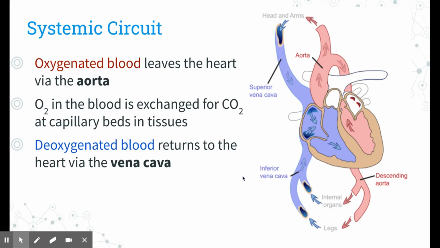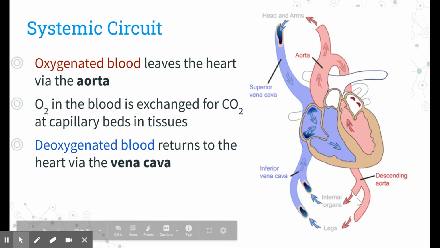The systemic circuit is a circuit that transports blood around to the body. Oxygenated blood, again, leaving from a ventricle, so the left ventricle is carrying oxygenated blood up here through the aortic valve, which kind of tucks behind, around the aortic arch, and then down the descending aorta to the organs.